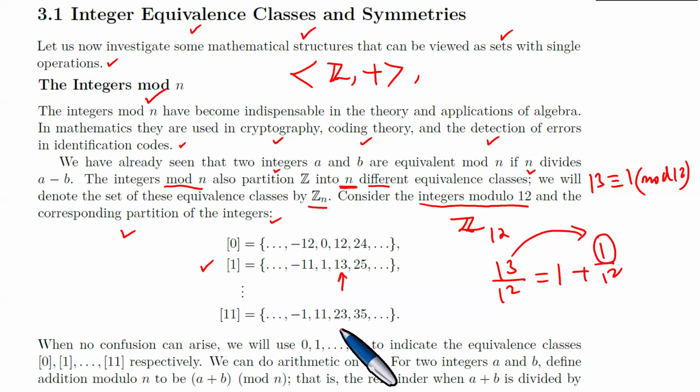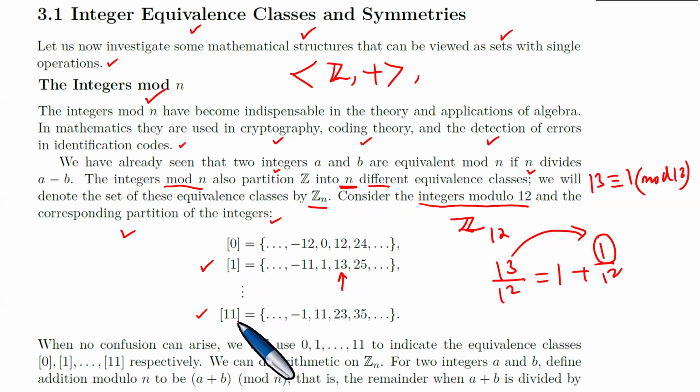Also here you can subtract the largest multiples of 12. From 13, you can subtract 12 and you get 1. From 25, you can subtract 24 and you get 1, and so on. This continues up to 11. The equivalence class that contains all integers equivalent to 11 modulo 12 is the 12th one, because we're in modulo 12, so there are 12 equivalence classes: 0, 1, up to 11, so there are 12 of them.